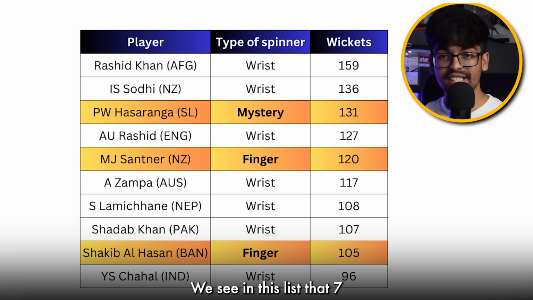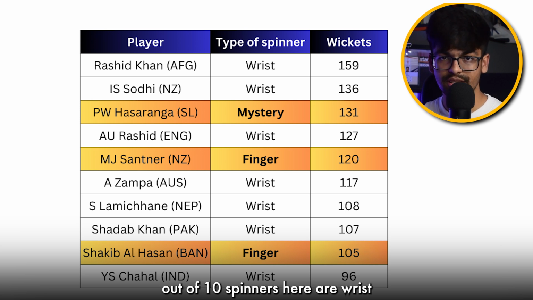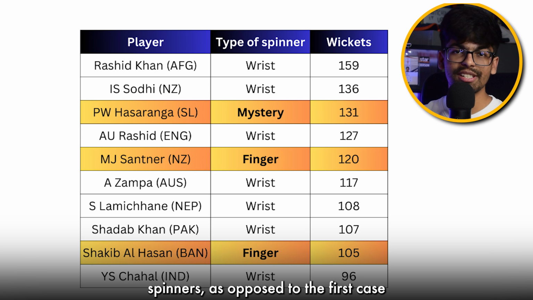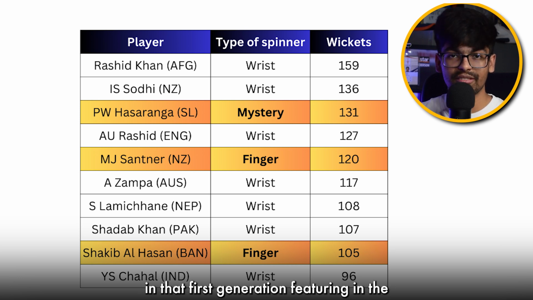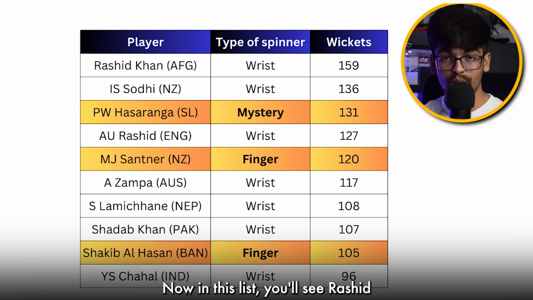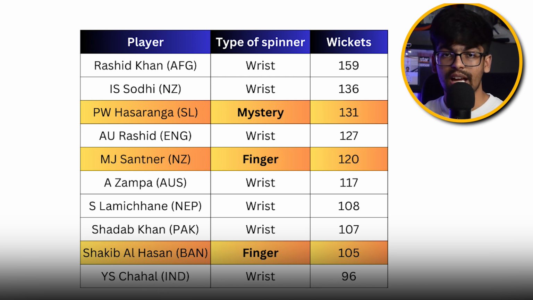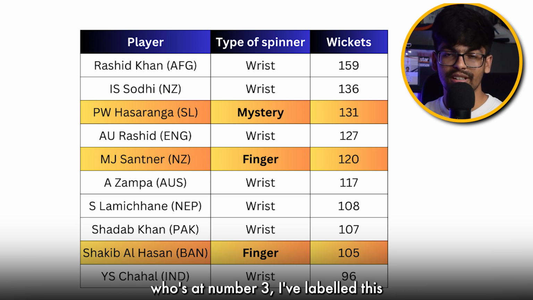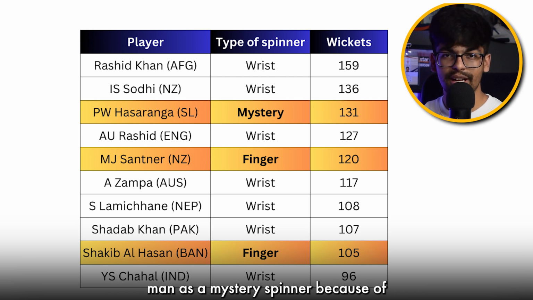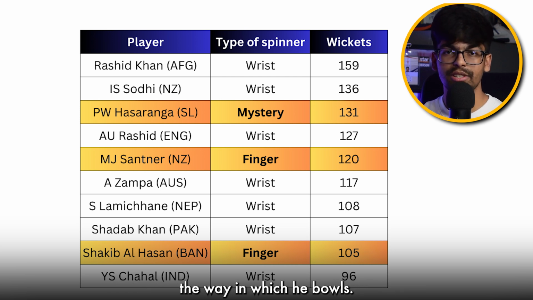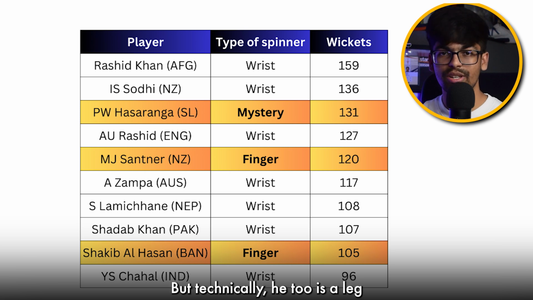We see in this list that 7 out of 10 spinners here are wrist spinners, as opposed to the first case where there was only one wrist spinner in that first generation featuring in the top 10. Now in this list, you'll see Rashid Khan and Ish Sodhi leading the charts in international cricket. And not only that, but even Wanindu Hasaranga, who's at number 3, I've labeled this man as a mystery spinner because of the way in which he bowls, but technically he too is a leg break bowler.